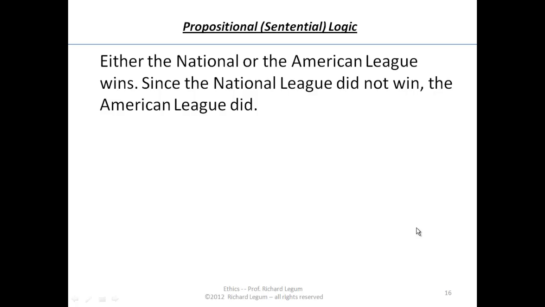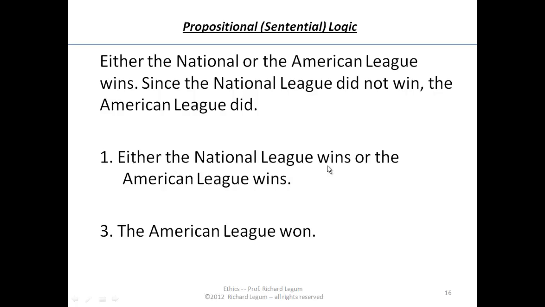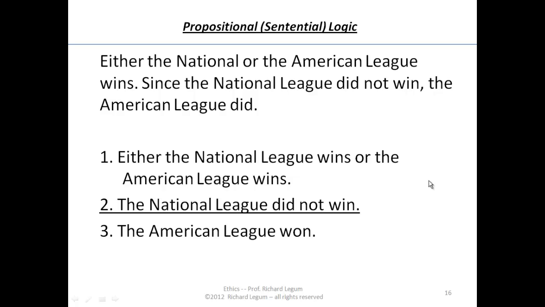Our first step is to reconstruct the argument in the standard format. So the conclusion is the American League won. "Since" was kind of a premise indicator. I think it also indicated the sentence before it was a premise as well, but the first premise being either the National League wins or the American League wins. Another way of saying it, we had a shorter way, but I think that expresses it as well. And the second premise being the National League did not win. And it looks to us like a valid form of inference.